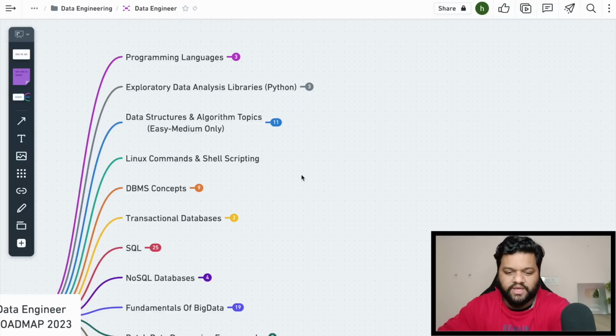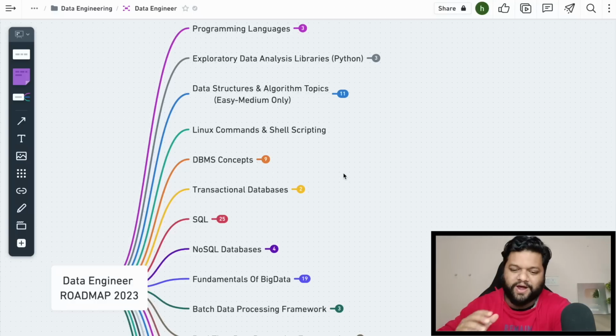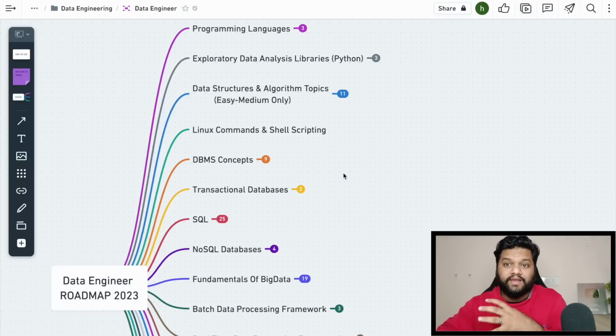Now moving on to the next one, which is the core, and this is part of your day-to-day activities. Most of the time we will be working on servers, those kinds of operating systems where we need to work on the command line, right? So you have to be really good at Linux commands and writing shell scripts, because sometimes we need to automate some jobs or other stuff. So you need to know that part as well.